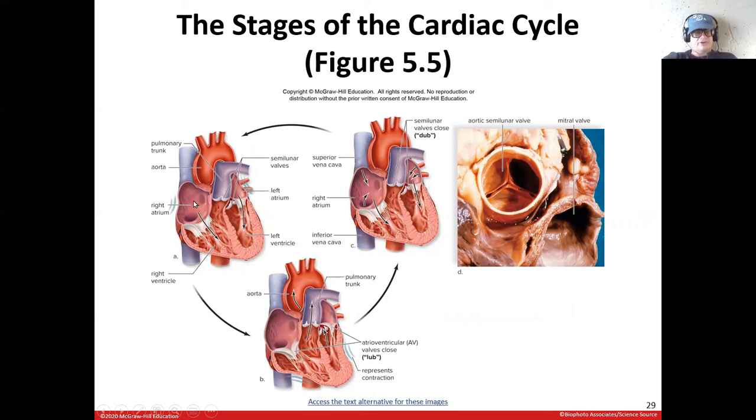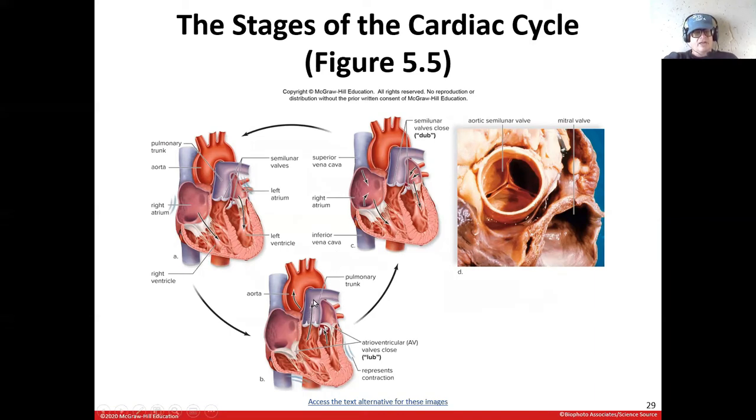We contract the atria. We squeeze into the ventricles. Then the ventricles start to contract. See the ventricles contracting here? Well, as the ventricles contract, they are pushing blood up against the valves, and the valves slap shut. So valves open, blood flows through, ventricle contracts, valves slam shut. That's the lub.